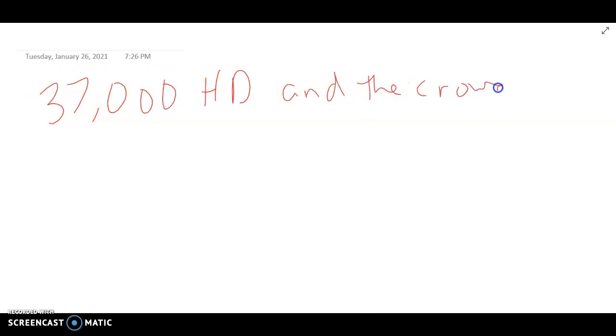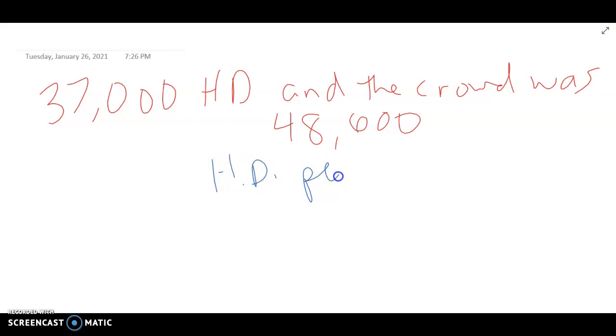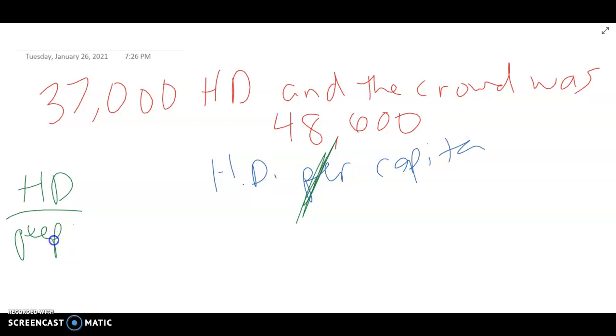So let's say there's a football game, and again, I'm making up things as I go. Let's say there were 37,000 hot dogs sold at the football game, and the crowd was, let's go 48,600. We want to find mathematically hot dogs per capita. Right? Hot dogs come first, as they should. Per is the fraction bar. So hot dogs over people.